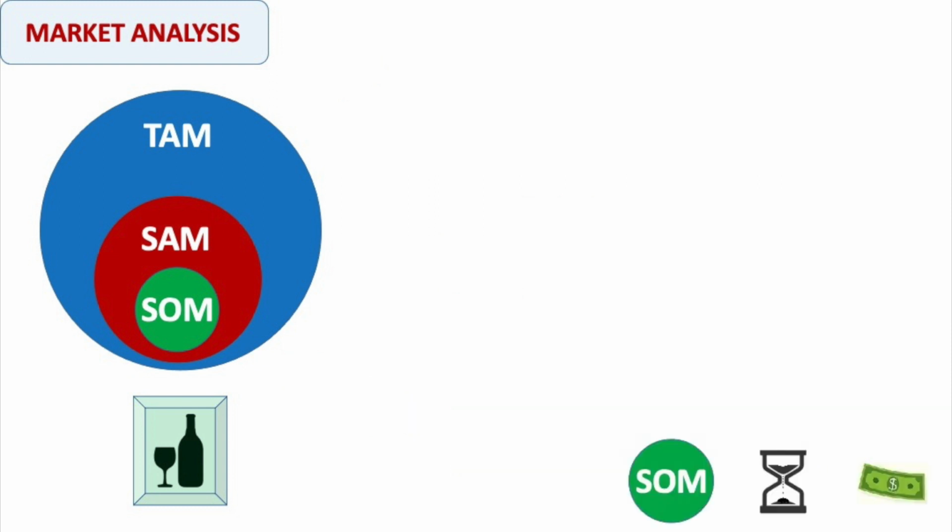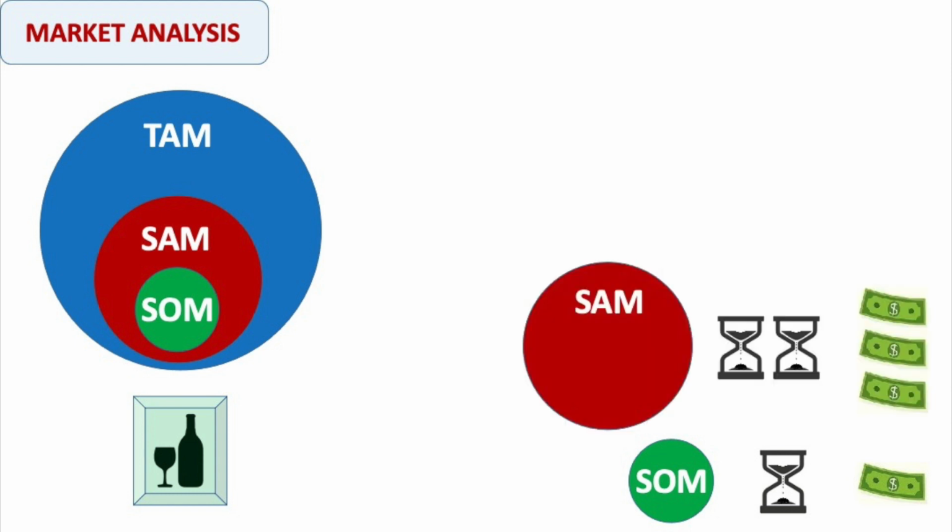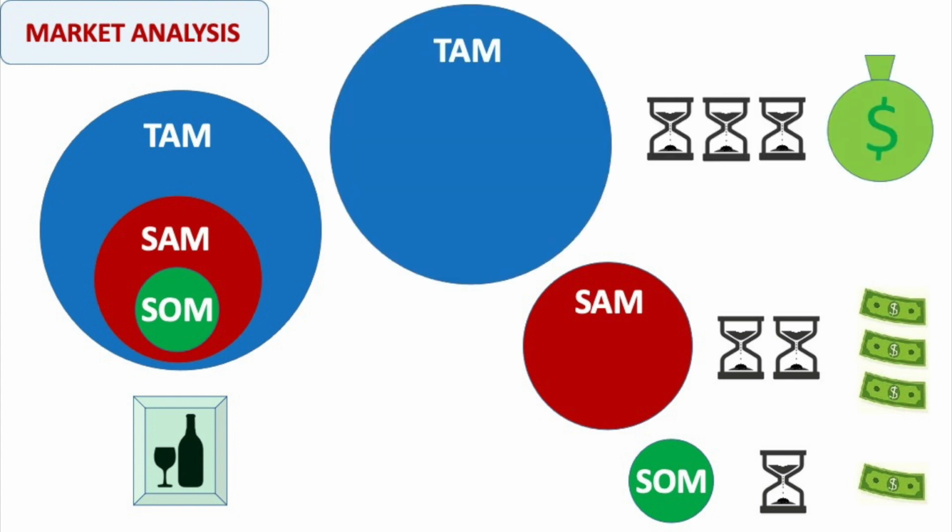The serviceable obtainable market is a short-term target, the dimension and value you could reach in a short time range. The serviceable available market is a medium-term target, becoming a local market leader, but this needs a good strategy and more time. The total available market is a long-term target, to become a global leader.